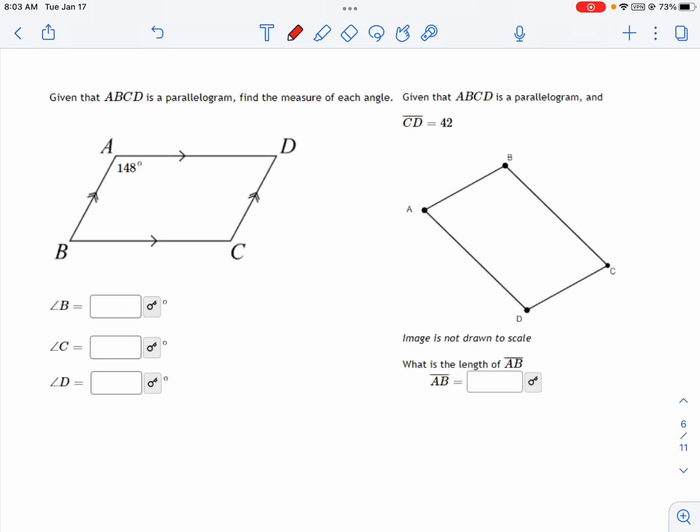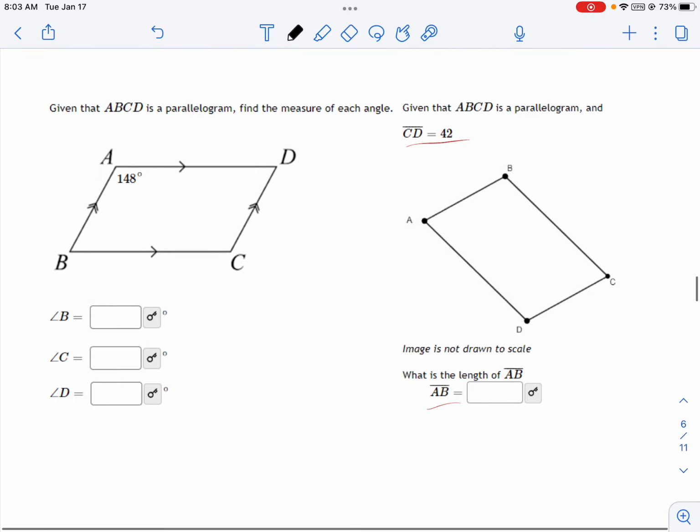We're given that ABCD is a parallelogram, find the measure of each angle. On the other one, we're told that segment CD is 42, and we need to find the other segment AB. Okay, so let's go left to right first. Let's worry about this one on the left.